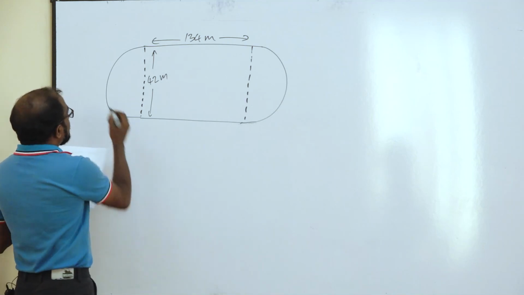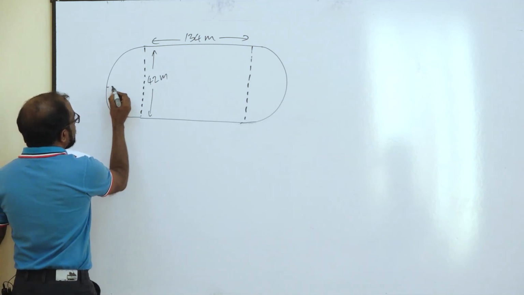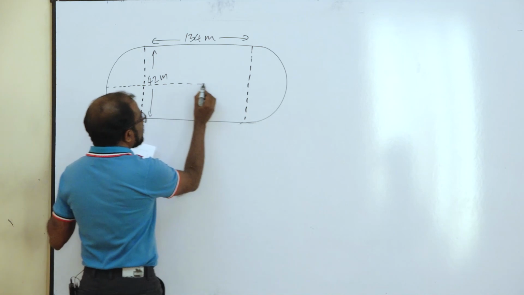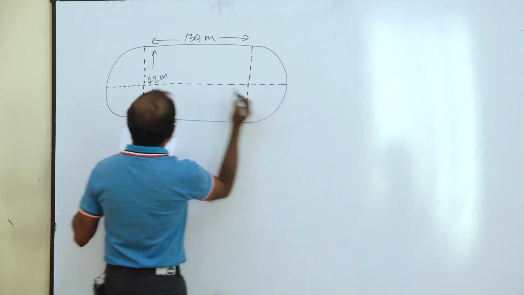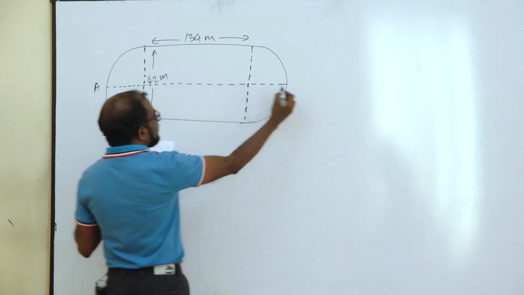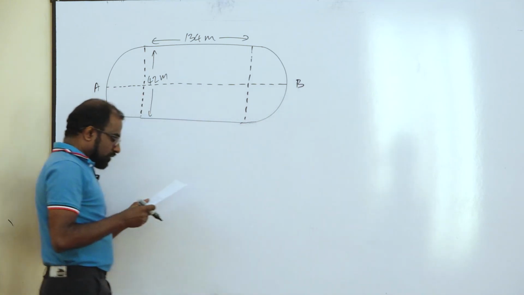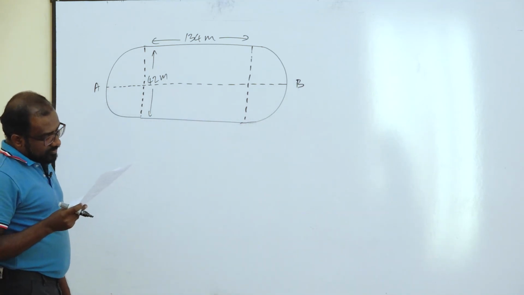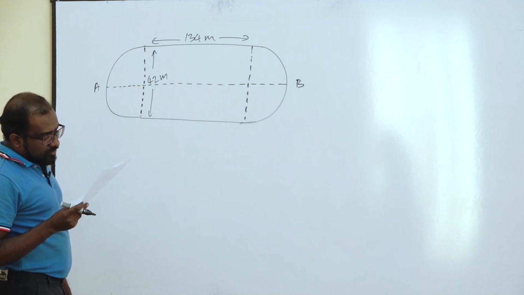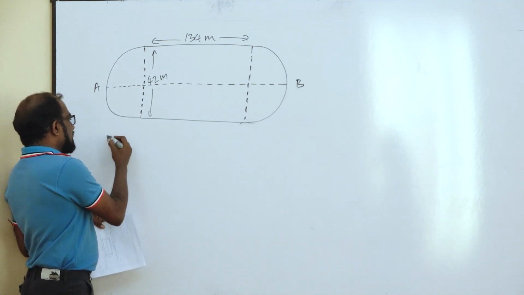Then from here to here is given as AB. First one: find out the radius of the semicircular part.